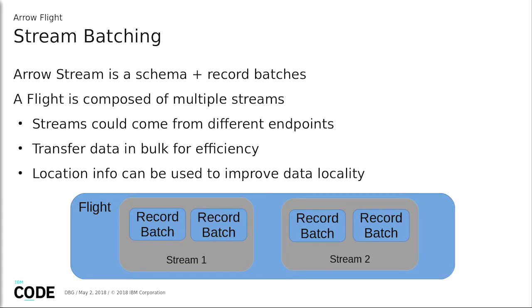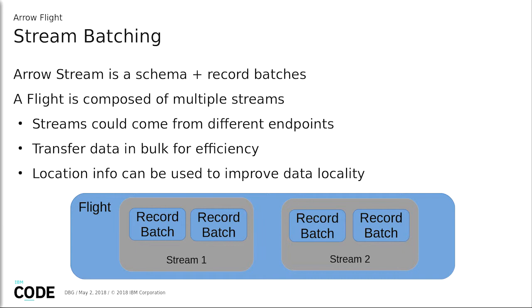So stream batching is the concept of combining multiple Arrow streams together. Now, I mentioned before the Arrow record batch was a primary data structure for inter-process communication. And an Arrow stream is basically just a schema followed by a sequence of record batches. So if you haven't had enough terminology thrown at you already, there's one more, and it's kind of important: we're going to define a flight as being composed of multiple Arrow streams.